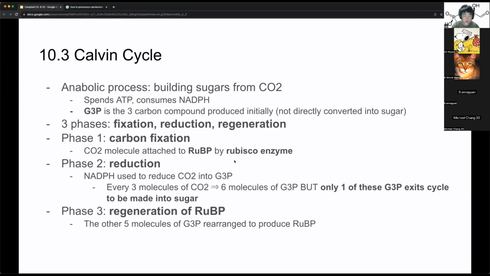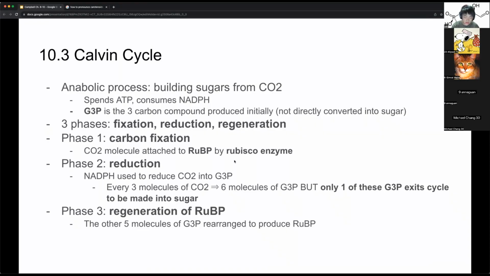So they build sugars from carbon dioxide, or technically, carbon fixation. Phase 1 is carbon fixation. The CO2 molecule is attached to RuBP by the Rubisco enzyme. Really important stuff. In the second phase, you have reduction. NADPH reduces CO2 into G3P. Remember that, please. That's why it's a password.